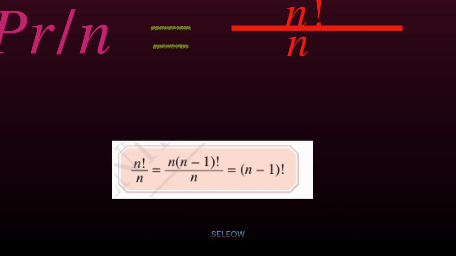So we have learned circular permutation, which is nPr over n, equal to n factorial over n, equal to (n minus 1) factorial. Right? We also learned what is permutation, what is combination, and permutation in circular, right?